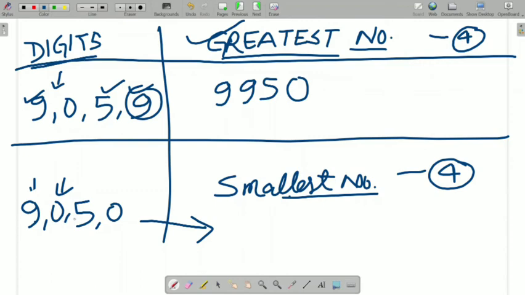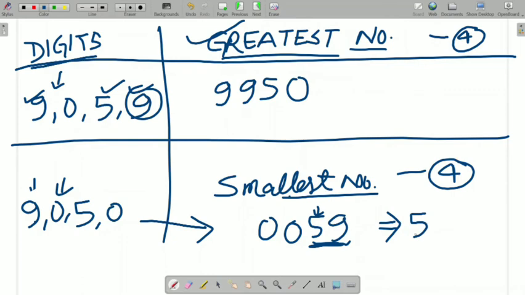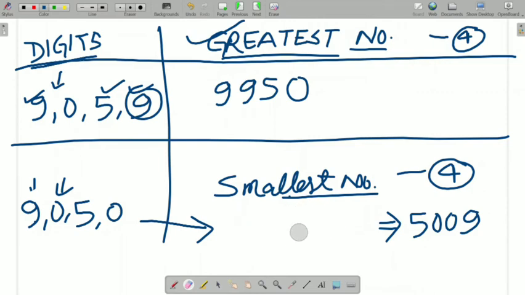Don't write 0 at first, because when you write 0 at first, then you have to write 5 and 9, so it will be 59, a 2-digit number, not a 4-digit number. So we have to make a little correction here. Write the smaller digit 5 first, then write 0, 0 and then you can write 9. Okay, so it will be your smallest number, 5009. In this way you found it.